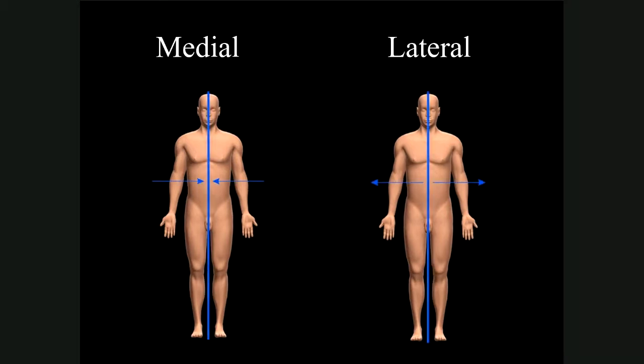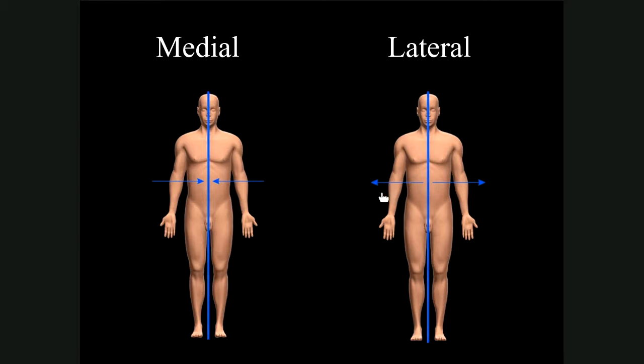Here's our third group of terms, medial and lateral. If you take an imaginary line and put it between your eyes, passing through your nose, through the center of your chest, and through your legs, that is our imaginary line. That's called the midline of the human body. Anything towards that midline is considered medial, meaning that it's in the middle. Anything further away from that midline is considered lateral.